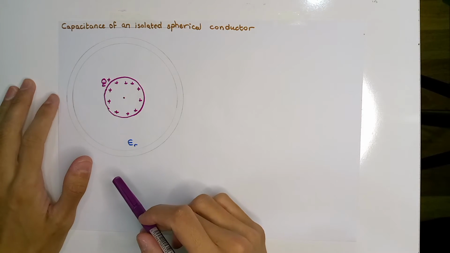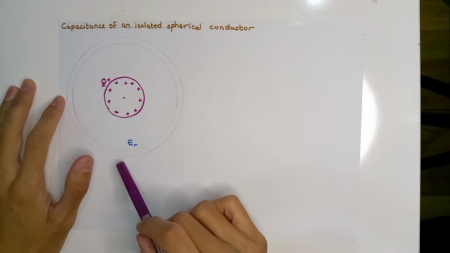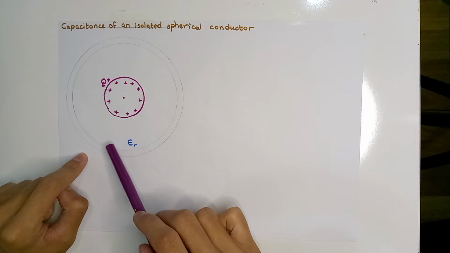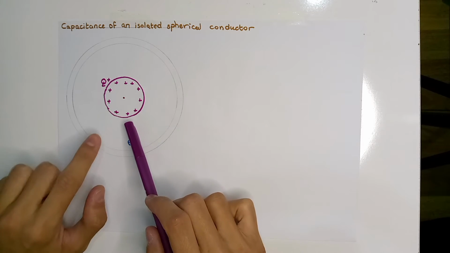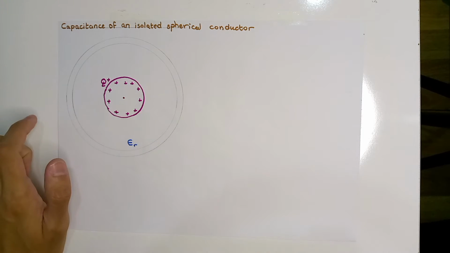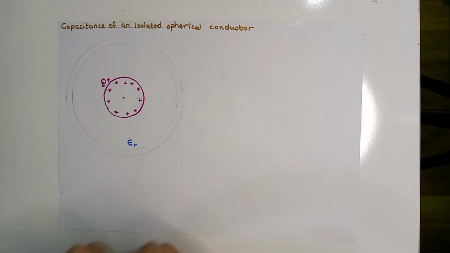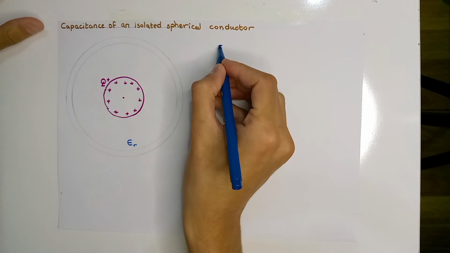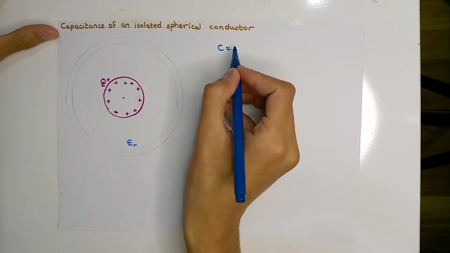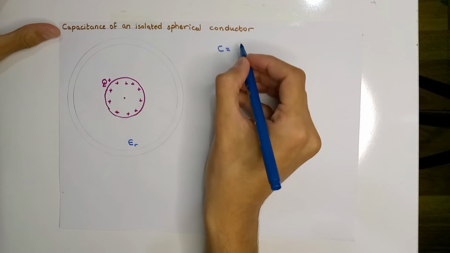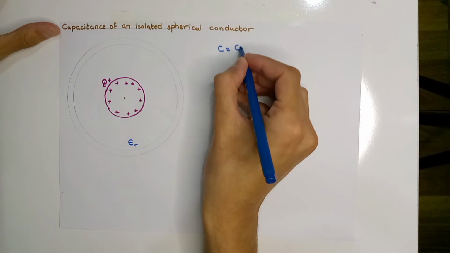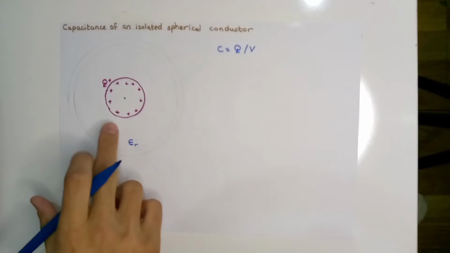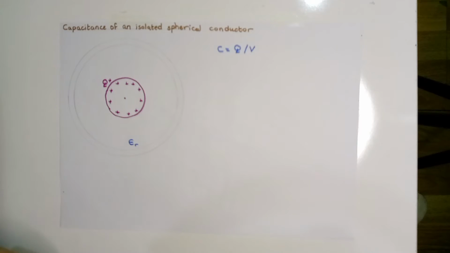Today we are going to find the capacitance of an isolated spherical conductor. Usually when we are calculating the capacitance, we have a couple of conductors. But in this case, we want to find the capacitance of a single isolated spherical conductor. Generally, we use this relation: the capacitance is equal to Q, the charge, divided by V, the potential.